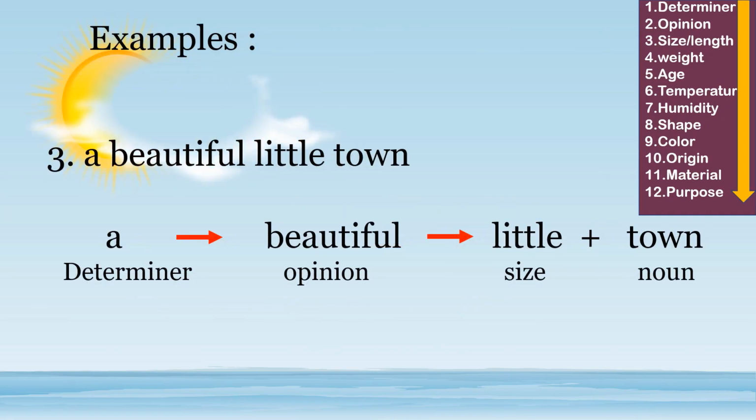Okay, let's continue with example 3, a beautiful little town. So a is in position 1, because it is a determiner. Then beautiful is opinion, so it's in position 2. And then little is size, so it is in position 3. So this phrase becomes a beautiful little town.